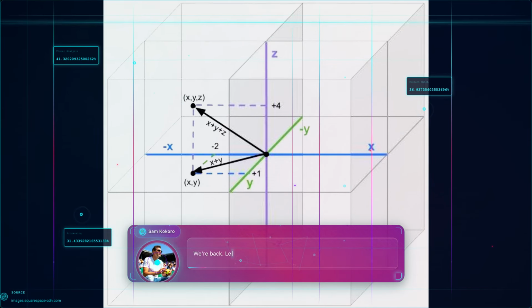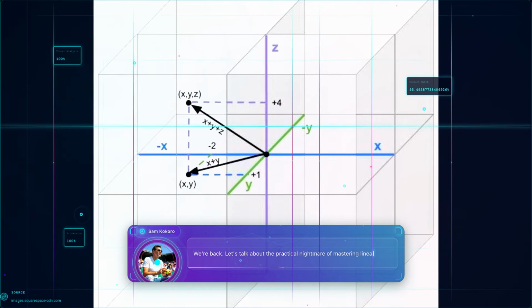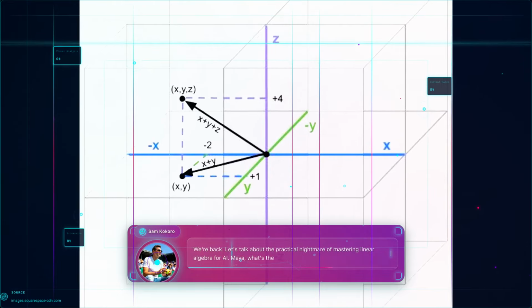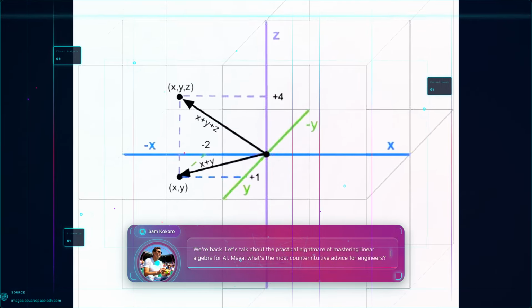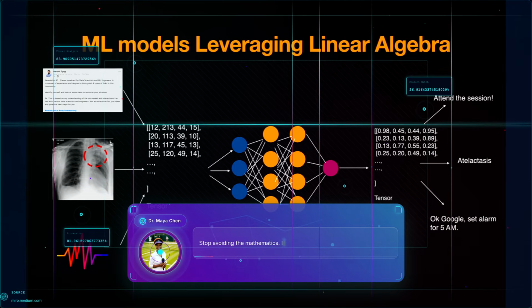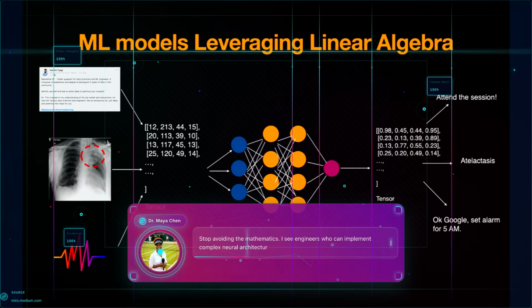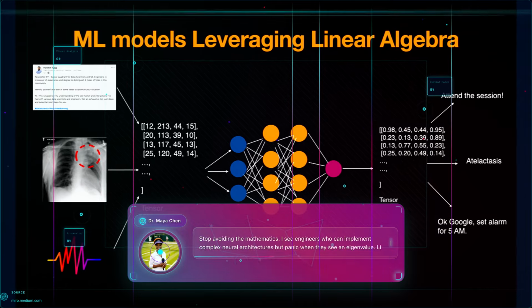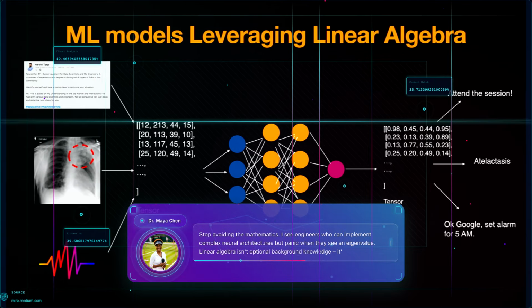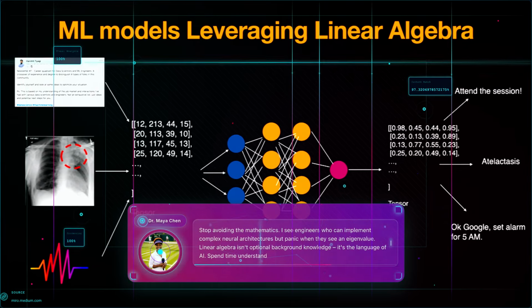We're back, let's talk about the practical nightmare of mastering linear algebra for AI. Maya, what's the most counterintuitive advice for engineers? Stop avoiding the mathematics. I see engineers who can implement complex neural architectures but panic when they see an eigenvalue. Linear algebra isn't optional background knowledge, it's the language of AI.